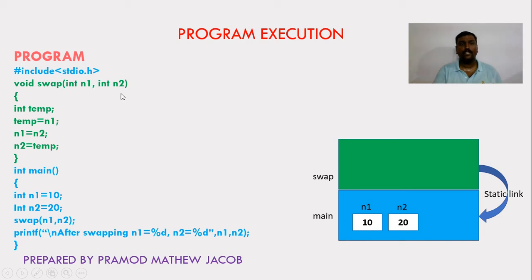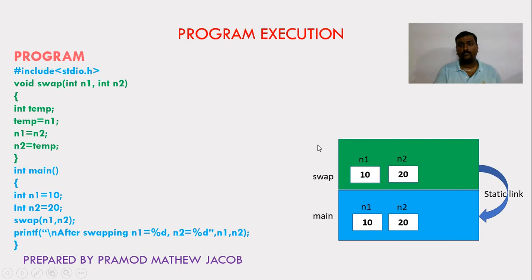This n1 and n2 are different from the n1 and n2 that we created in the main function, because the current referencing environment, or the current frame pointer, points to the swap function. So the active region is now this swap activation record. Inside this swap activation record we are creating n1, which is 10, and n2, and the value 20 is copied to n2. After that we are declaring a variable int temp.